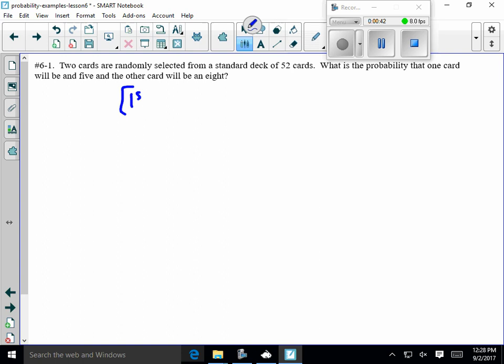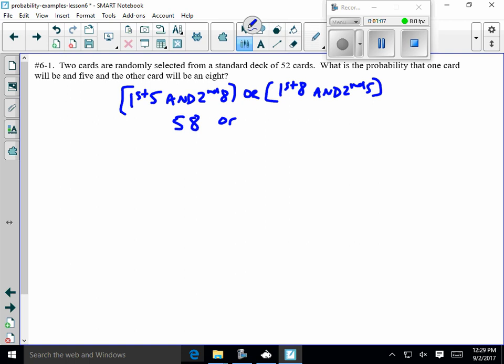The first card can be a 5 and the second card can be an 8, or separately, starting fresh, we could have the first card be an 8 and the second card could be the 5, right? So throughout this video series, I'll use kind of a shorthand for this kind of situation. I might just write it this way: the first one's a 5 and the second one's an 8, or the first one's an 8 and the second one's a 5.